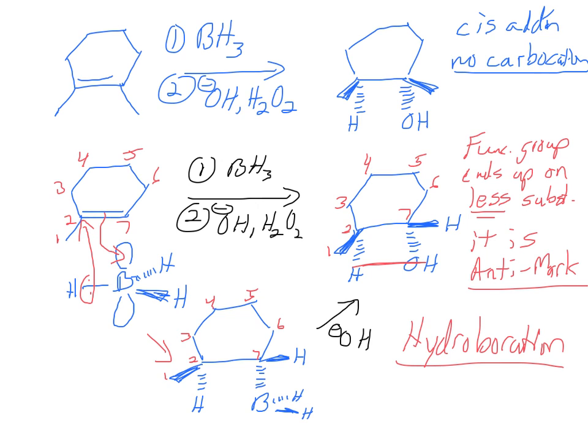Bromonium ions give you a trans addition. Carbocations give you what? A mixture of both cis and trans. Number 27. This one involves bromonium ions. This is nice because it also takes into account thinking about the stereochemistry you're creating when you do these things.